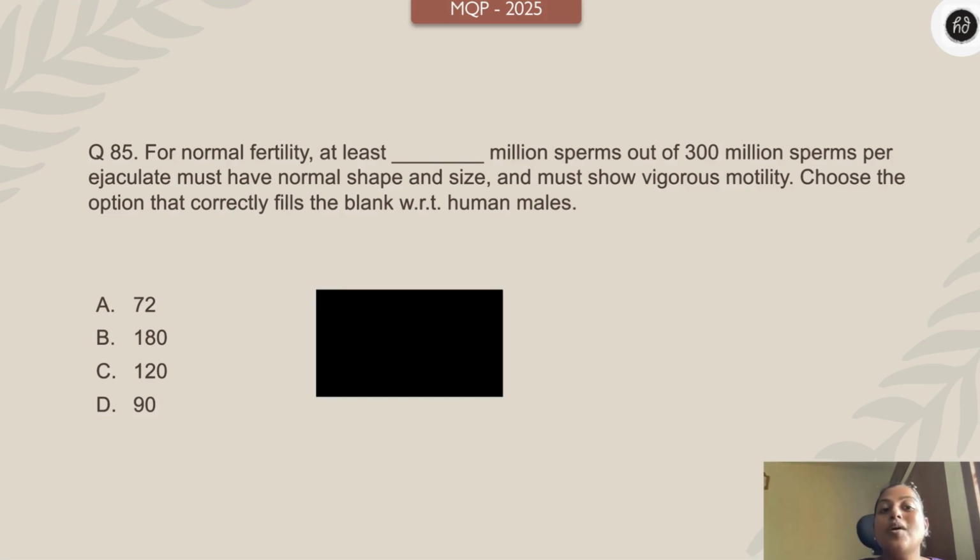Next one. For normal fertility, at least how many million sperms out of 300 million sperms per ejaculate must have normal shape and size and must show vigorous motility? Choose the option correctly with respect to human males. Options: 72, 180, 120, 90. Your time starts 3, 2, 1 right now.